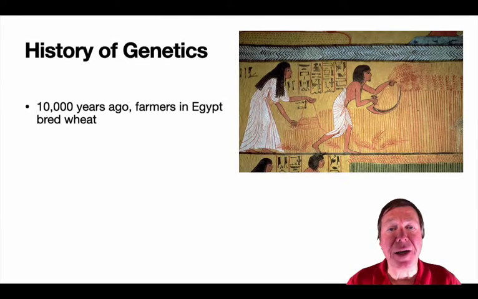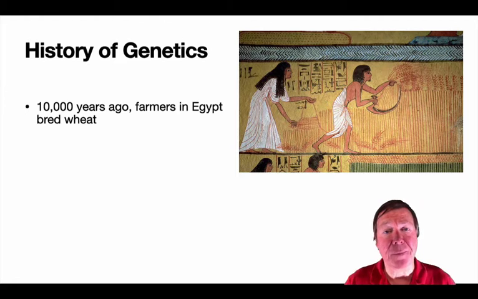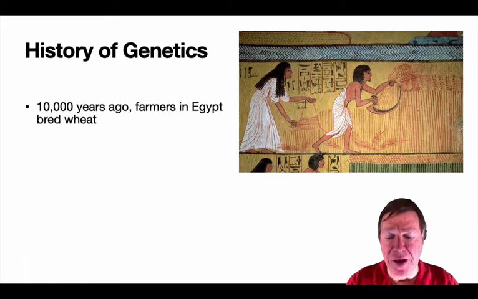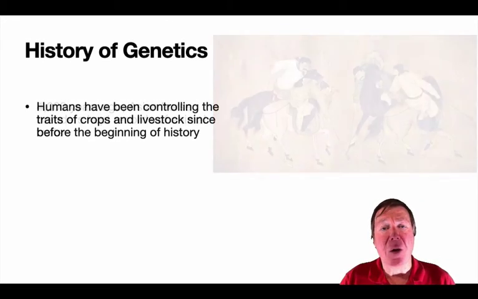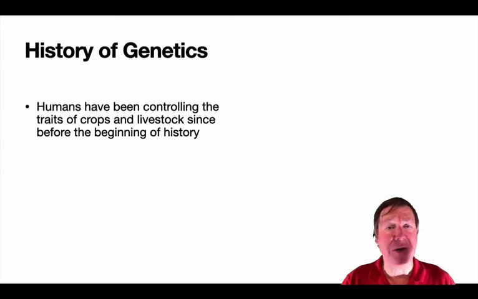Well, we have been studying the breeding of things for a long time. 10,000 years ago, we have records in the hieroglyphics that indicate that Egyptians bred wheat. In other words, they crossed different strains of wheat to get the best yield, to get bigger kernels, or to get it to stand up better, or whatever. I don't know, but we have records of that. 4,000 years ago, we know that Asian horse breeders were keeping records of what animals they bred together, or which animals mated, and the results. We've been breeding organisms since the beginning of history.